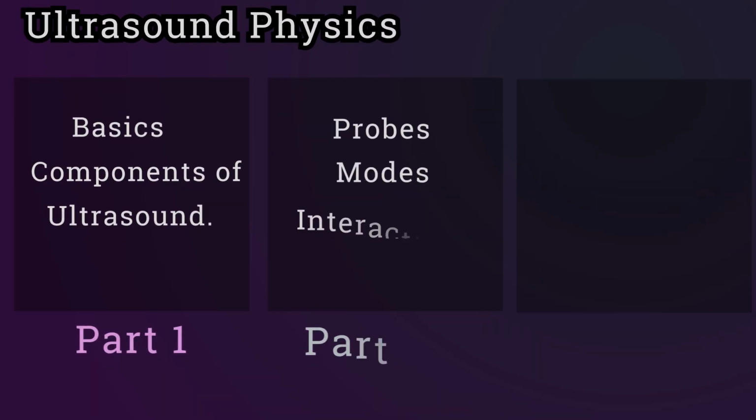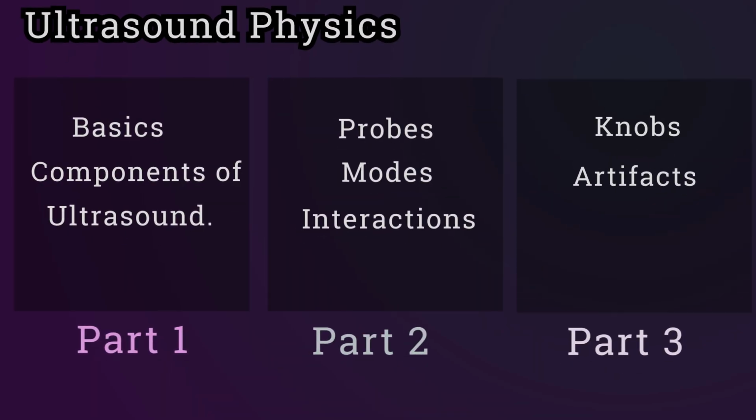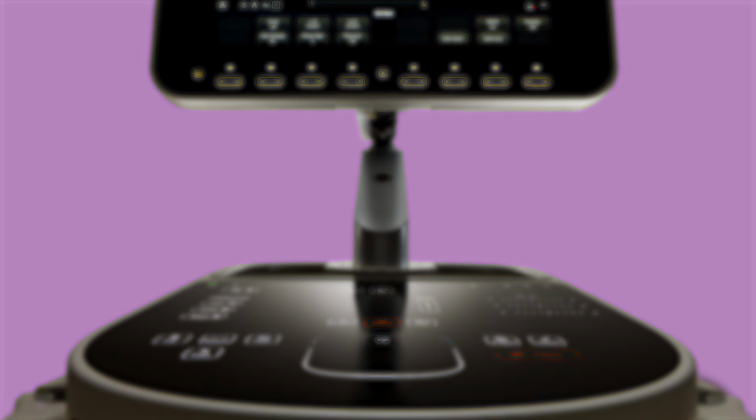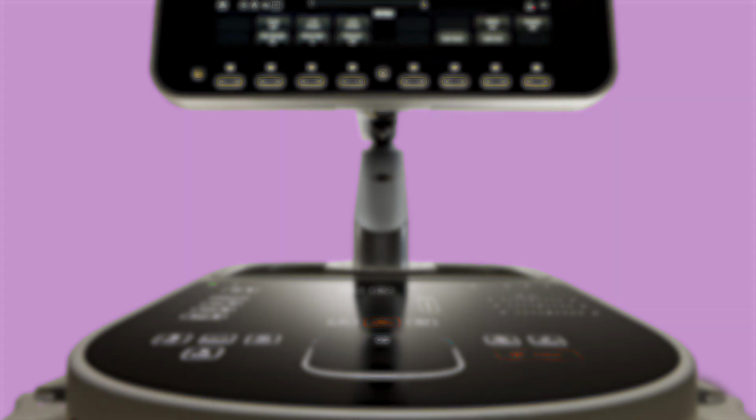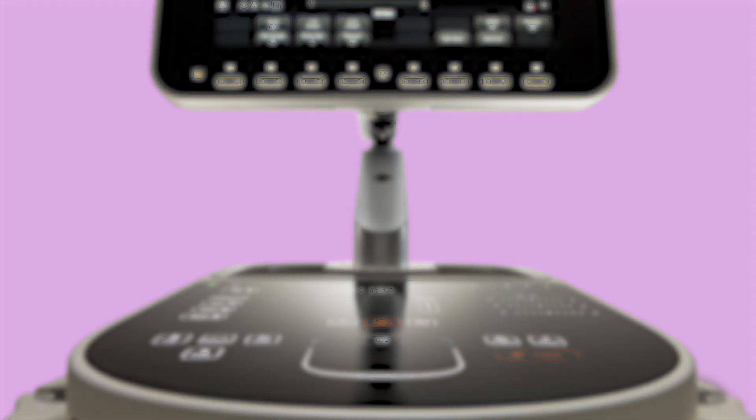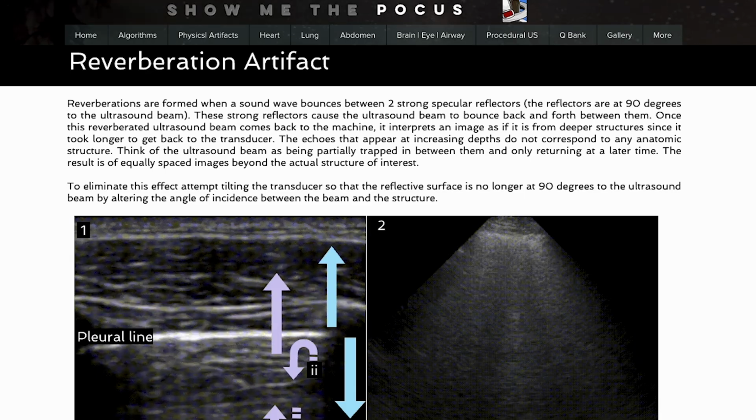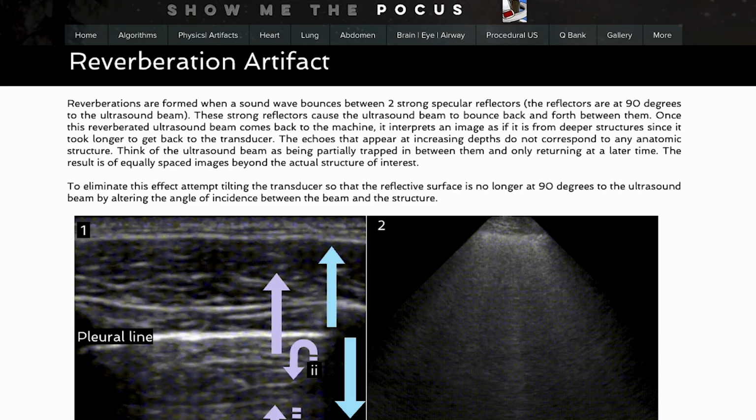Ultrasound physics is broken into 3 major chapters so that the information provided is bite-sized and easy to follow. This is part 3 of the lecture series where we focus on ultrasound knobs and artifacts. The knobs are the buttons you will be adjusting on your ultrasound system so that you get the best picture quality possible, and artifacts are errors that you will likely encounter.